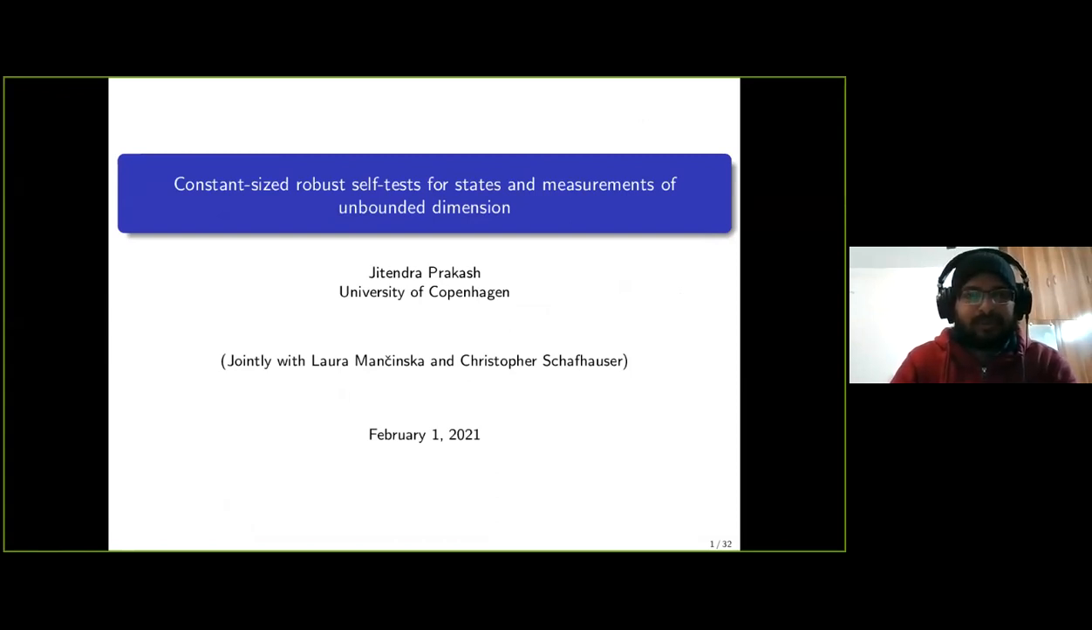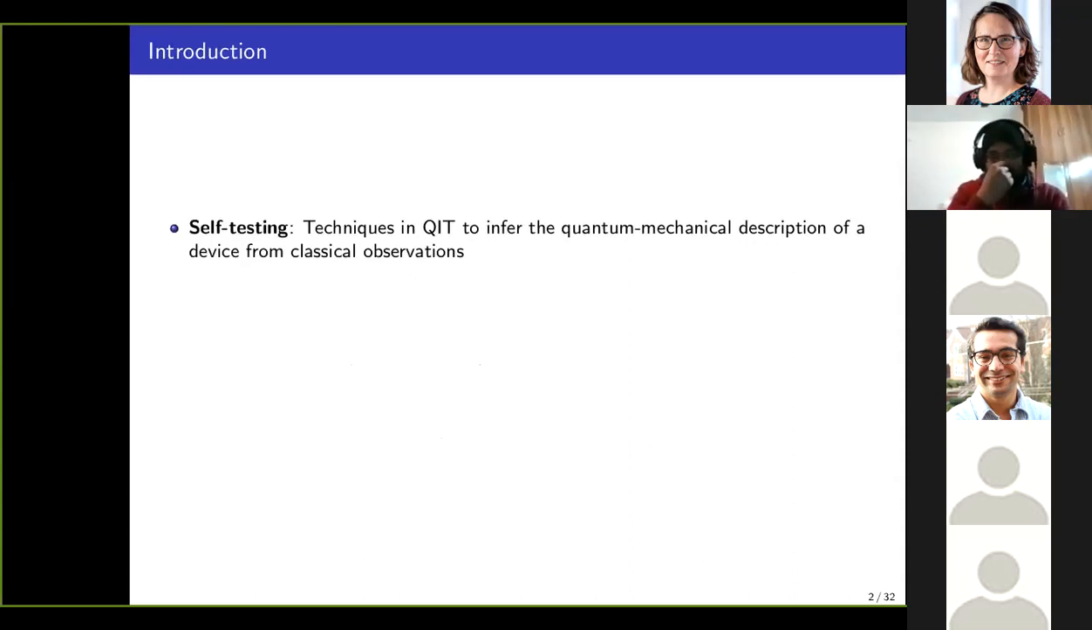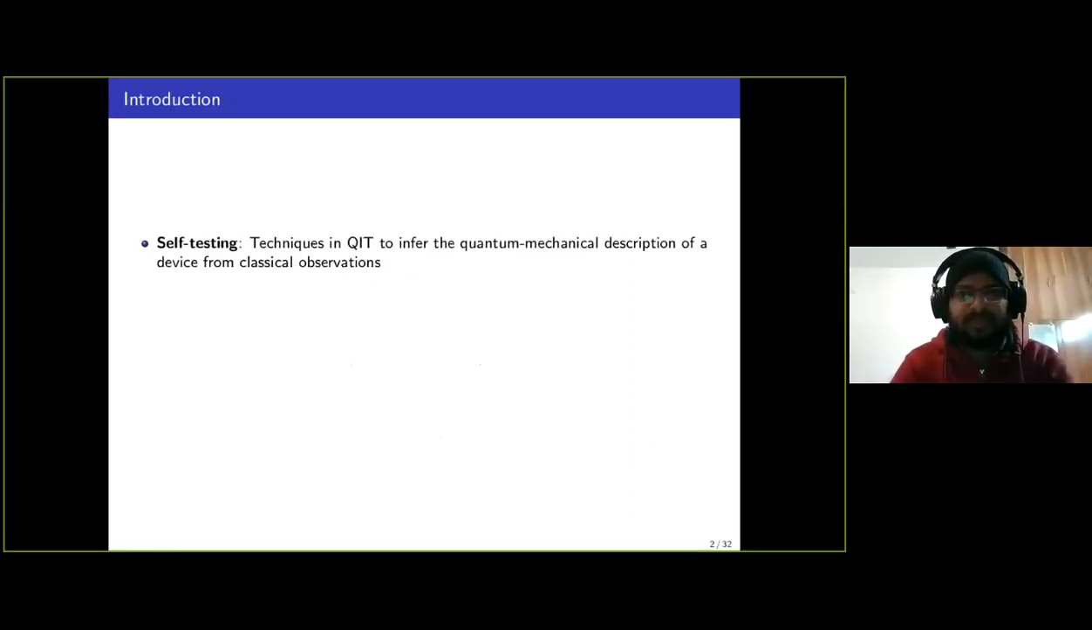So today I want to talk about my research with Laura Mančinska and Chris Schafhauser on constant size robust self-tests for states and measurements of unbounded dimensions. So let me briefly tell you what self-testing is about. It's a group of techniques in quantum information to infer, say, the quantum mechanical description of a quantum device just from classical observations. So we want to look at the statistics obtained from the quantum device and then want to infer, for example, what the state of the quantum device could be.